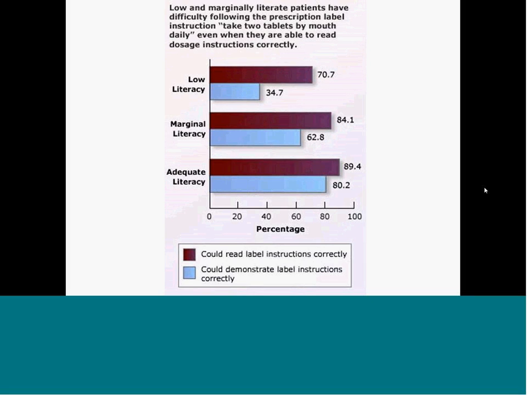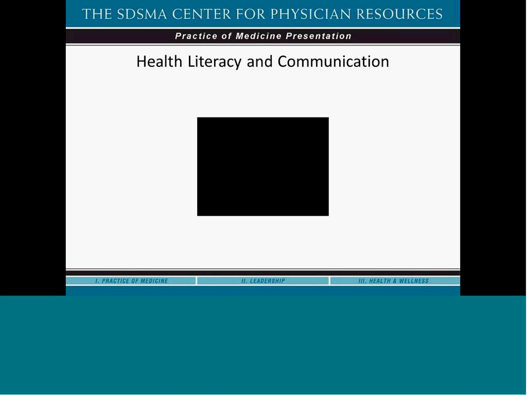Marginal literacy, 84% could read it, and it jumped to 62% could actually demonstrate it. And then adequate literacy, 9% could read the instructions, and almost 80% could demonstrate the instructions correctly. It's pretty scary when you think about the simplicity of those instructions.